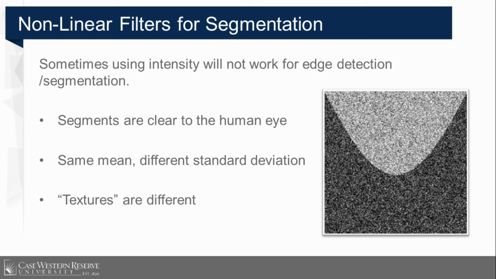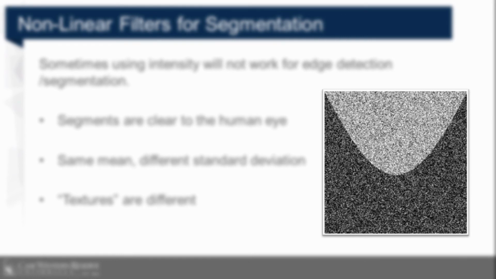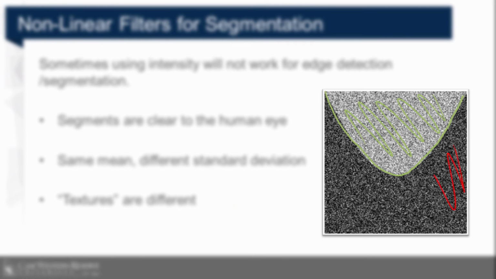So sometimes just looking at intensities won't work for edge detection or segmentation. So this example here that you're seeing on the right hand side is a good example where we can't use a histogram analysis, and we'll see that on the next slide. So we see that there are two segments in this image, right? There's this parabola here, so this segment up on top, and then a separate segment on the bottom, which I'm shading in red. So our eye can clearly distinguish between these two segments.